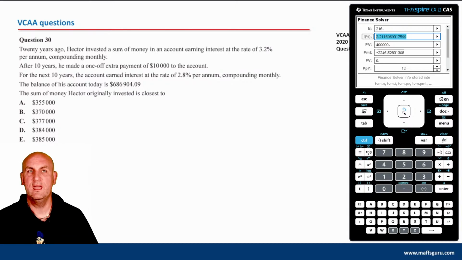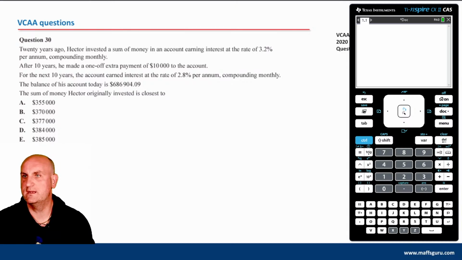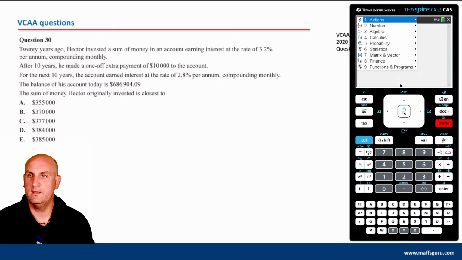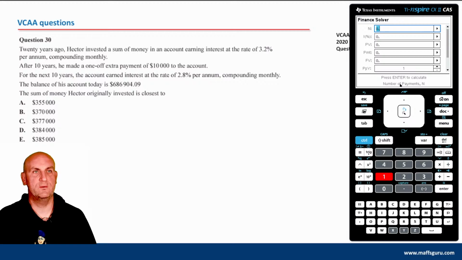We move on to a very similar type of question. So once again, I'm going to close this down because I don't want values in my financial server. I'm going to do menu 8.1. And let's see what we come up with. 20 years ago, Hector invested a sum of money in an account earning interest at a rate of 3.2% per annum compounding monthly. After 10 years, he makes a one-off extra payment.